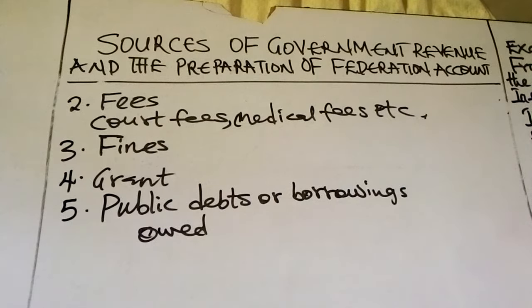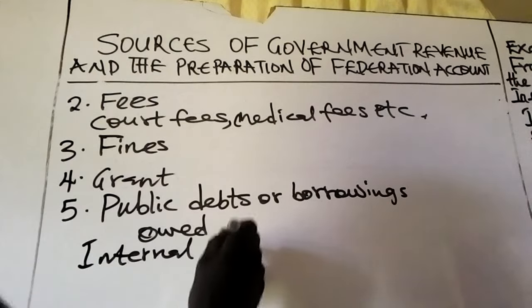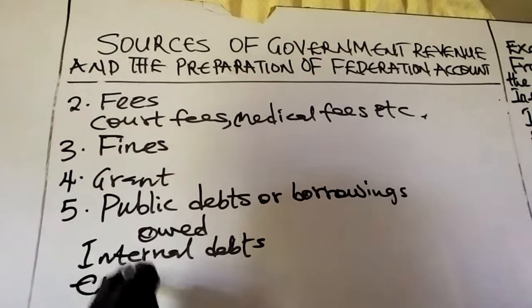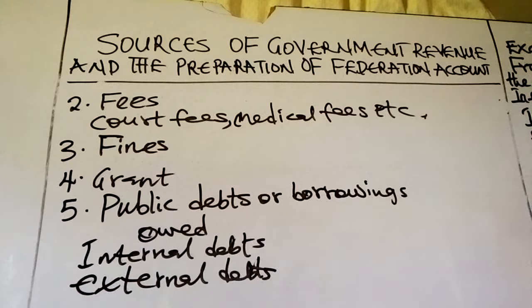So I've told you that this debt could be an internal debt or an external debt. What do we mean by internal debts? Internal debts are debts owed by the government to the residents of a country. Debt owed by the government to the residents of that same country is said to be an internal debt. While external debts are debts owed to overseas governments and international institutions such as the IMF.